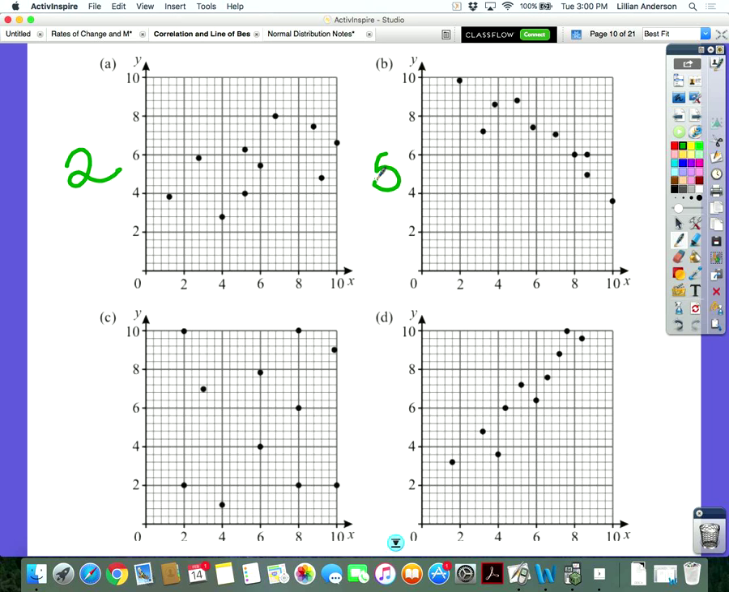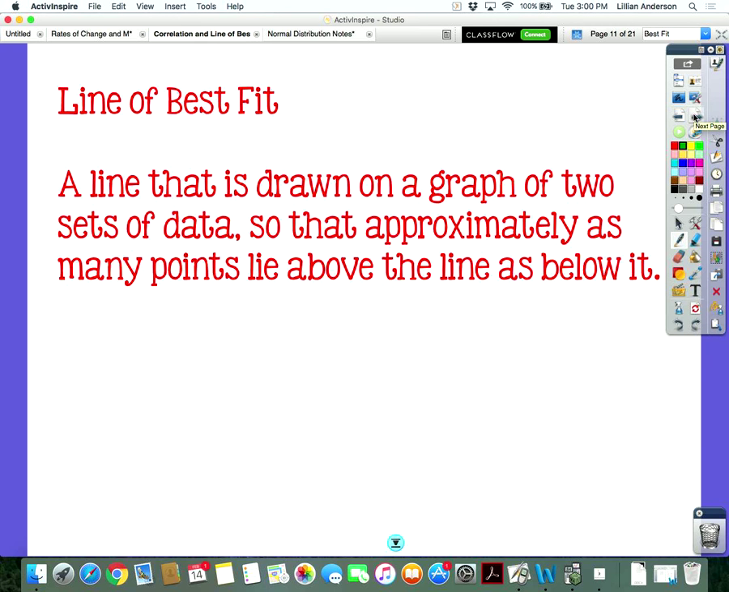Okay, what did you say for C? Option 3. There is no correlation here. We can't tell if it's positive, negative, or anything. And then D? Option 1. Very good. Four for four? Good stuff. Let's keep it moving.